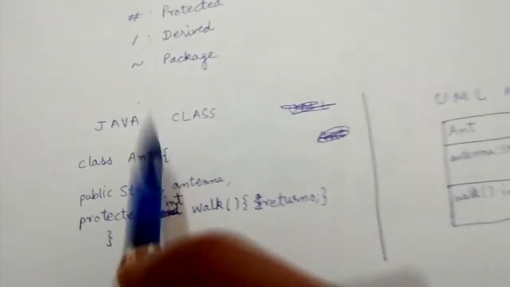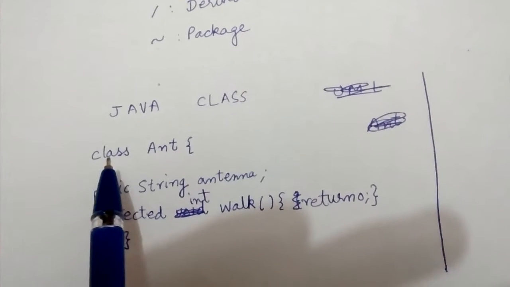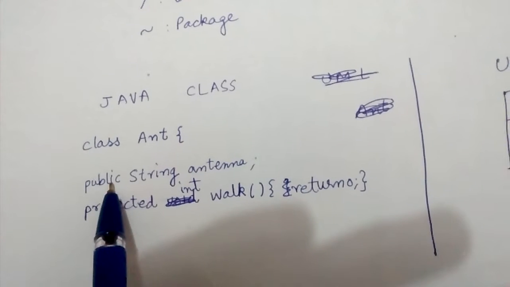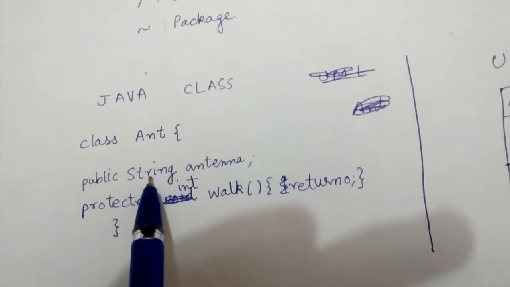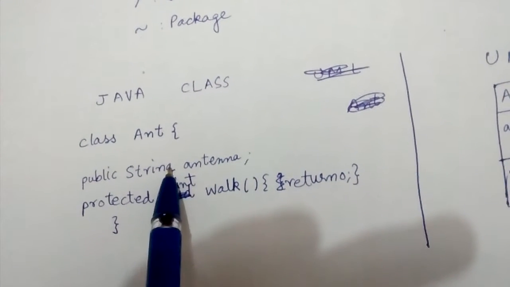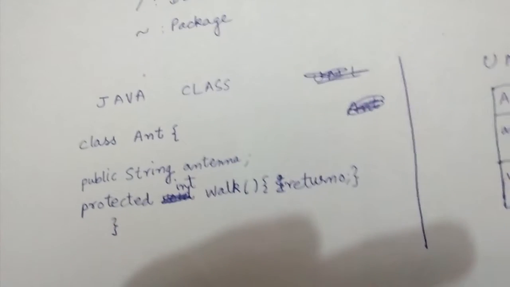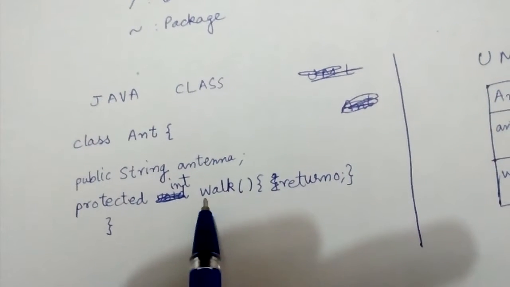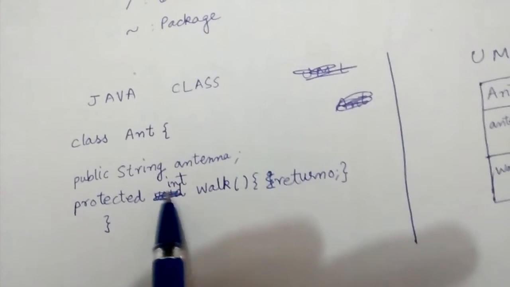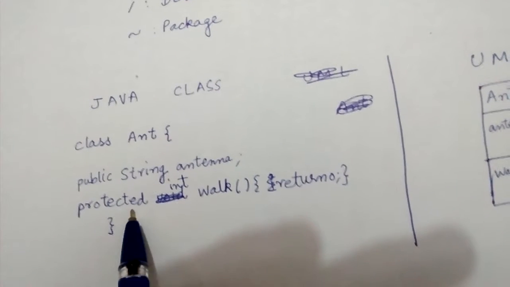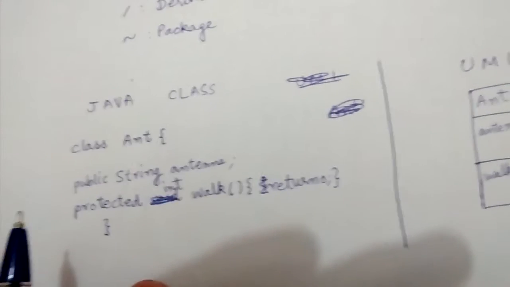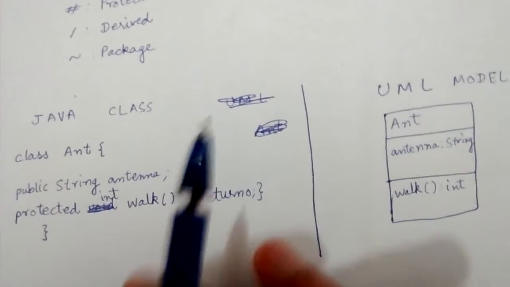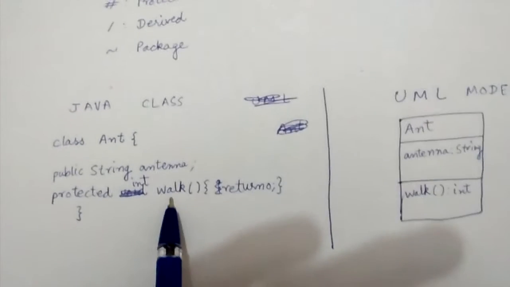So let's see a Java class. This is a Java class Ant. It has a variable which is public. It is a public String variable: the data type is String, and the variable name is antenna. Another is a method called walk. Its return type is int, and it is a protected method. This is the default implementation for that method. So this is how the Java class looks.